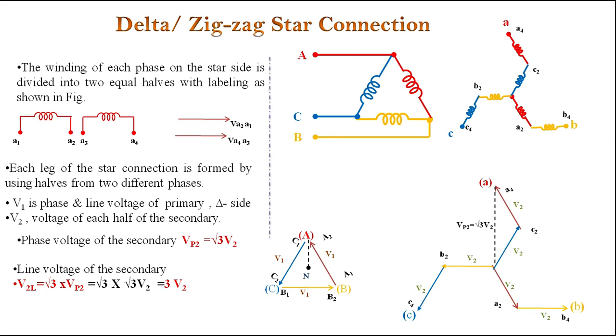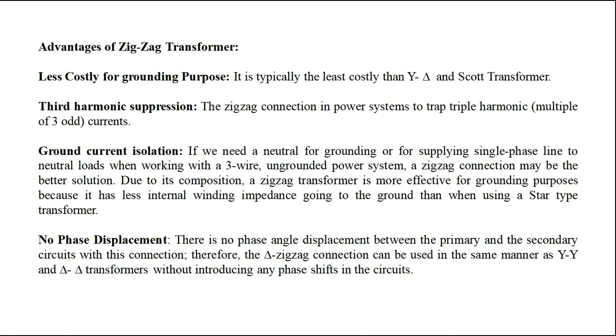Then, why are you doing these zigzag connections? What are the advantages of this zigzag connection? We are listing some of the advantages of the zigzag connection of the transformer. One is that it is less costly for grounding purpose. Usually these are used for grounding purpose. If you compare the cost involved in the ground as compared to the star delta or Scott connection, it is much cheaper than these two connections.